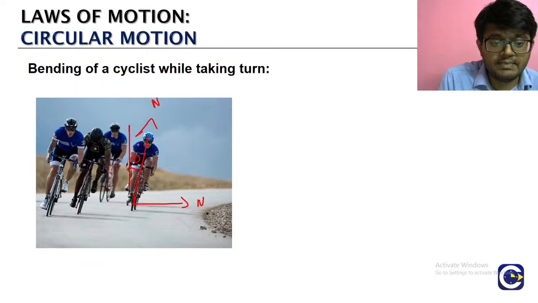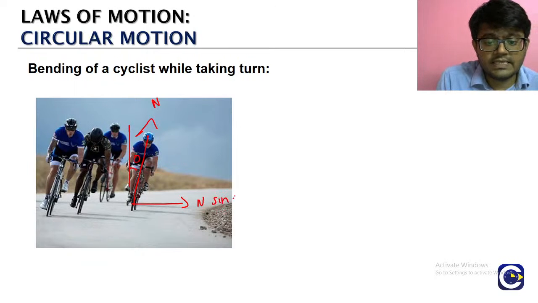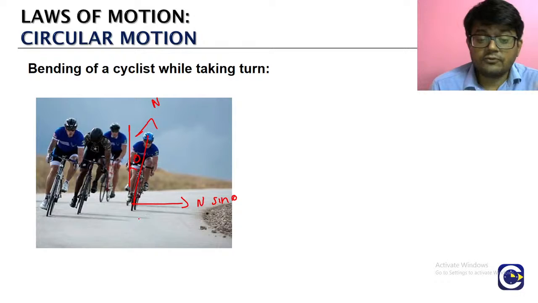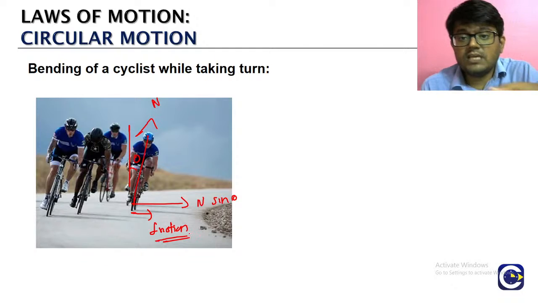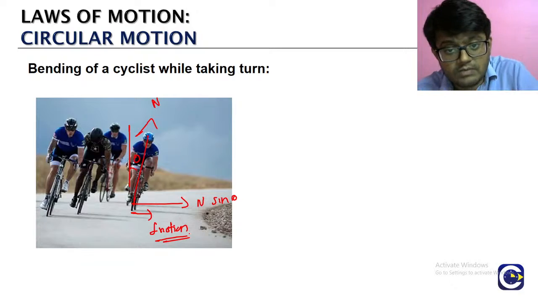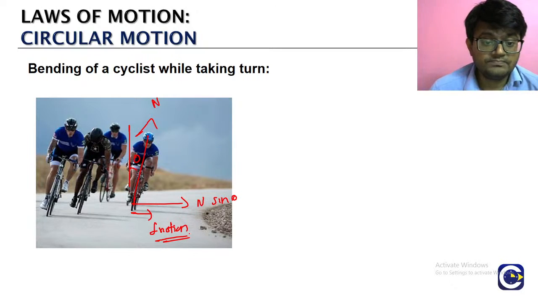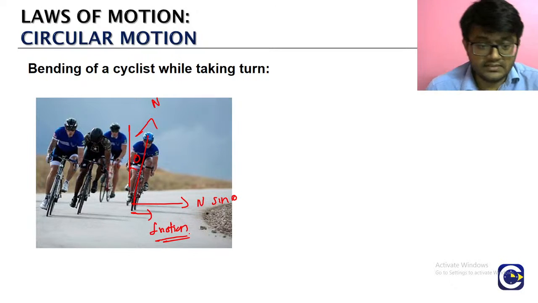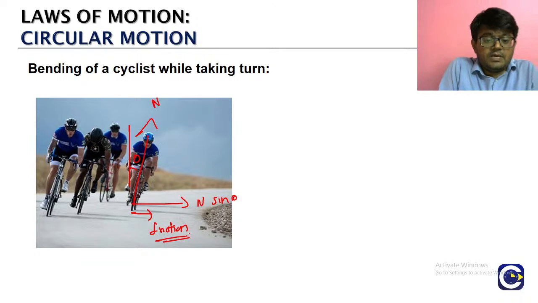So this is theta, meaning N sin theta. And of course there will be the friction also. So they will try to achieve both these objectives: the component of the normal reaction as well as the friction, in order to have a safe turn. You would rarely see people holding the cycle upright and then taking a turn.